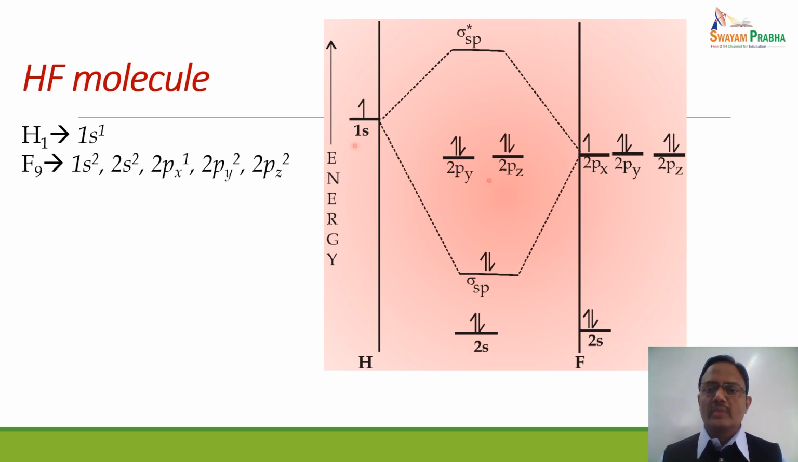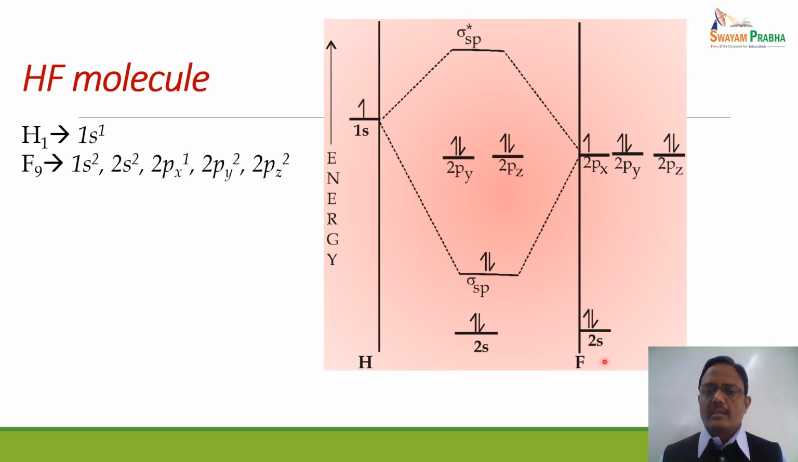For example, if it mixes with the 2px orbital of fluorine, then what will happen? We will get two molecular orbitals, one with a lower energy called the bonding molecular orbital, and the second with a higher energy called the anti-bonding molecular orbital. Now, since the bond between s and p orbitals is a sigma bond, this will be represented as sigma sp, because it is formed by one s orbital and one p orbital. So sigma sp molecular orbital and sigma sp star, or sigma sp asterisk, is the anti-bonding molecular orbital.